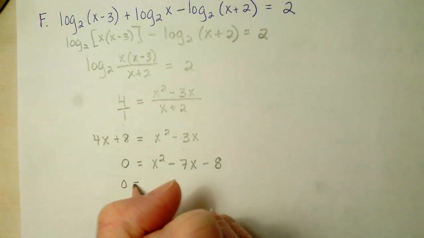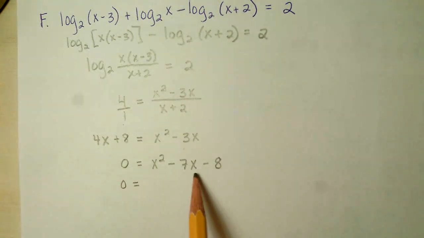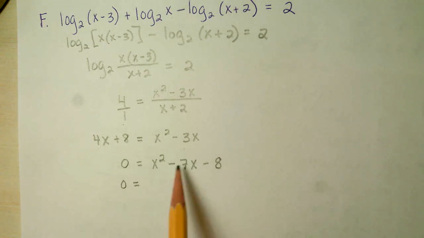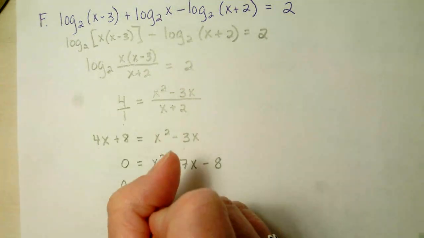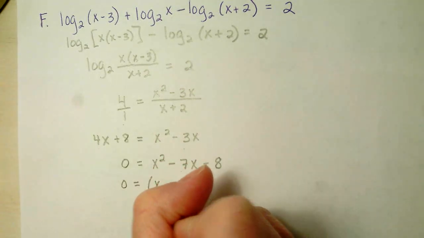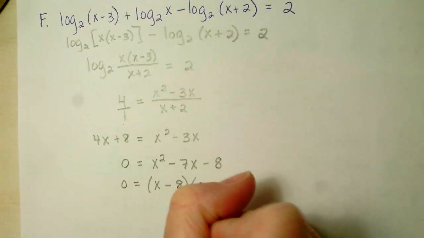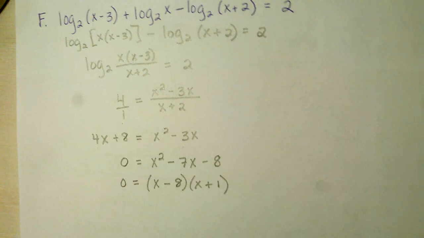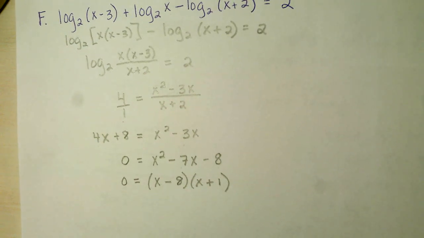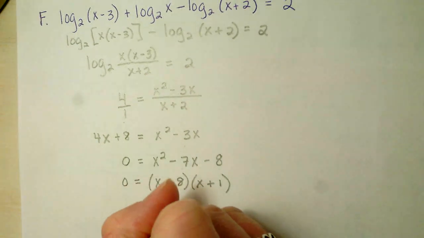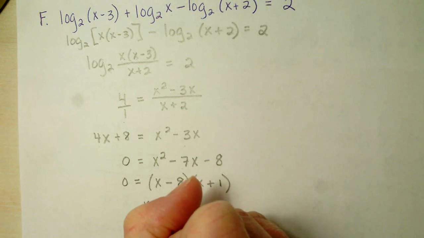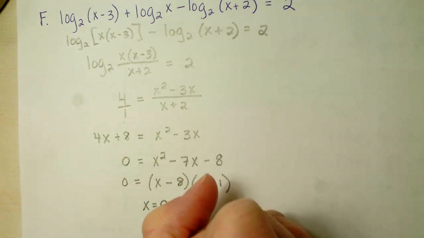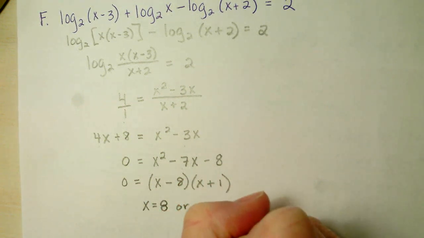Next, I am factoring. I am looking for two numbers that multiply to negative 8 and add to negative 7. My numbers are negative 8 and plus 1. So now when I solve these, I get x equals 8 or x equals negative 1.